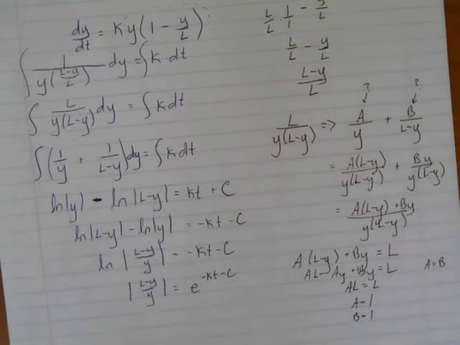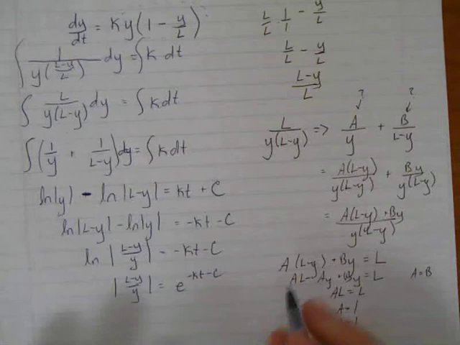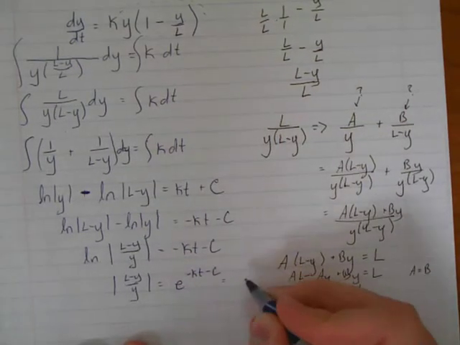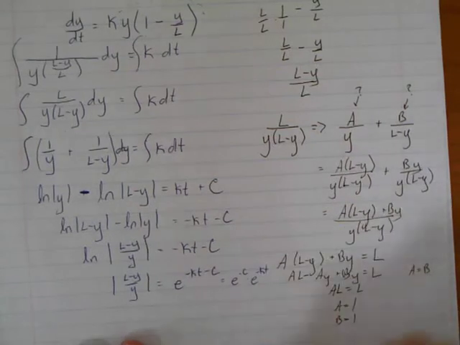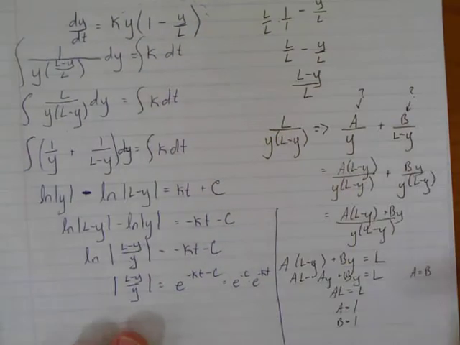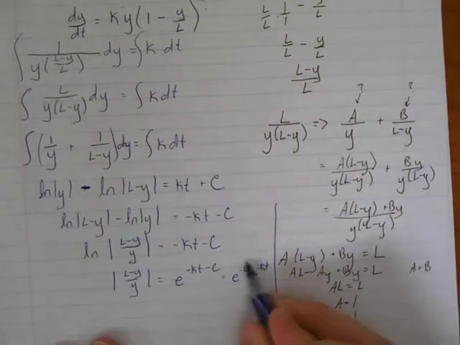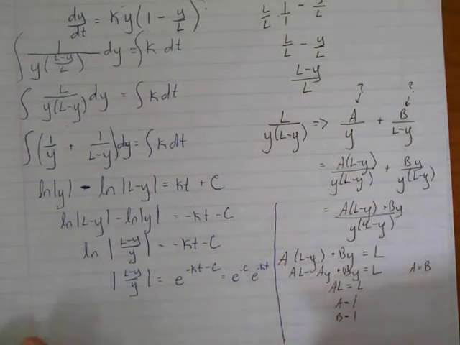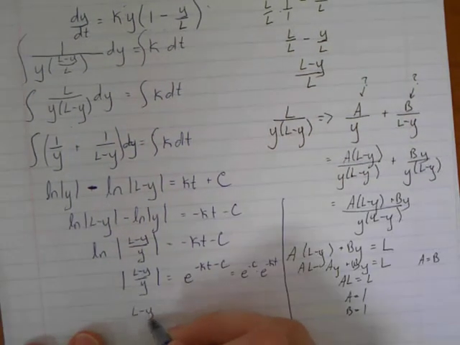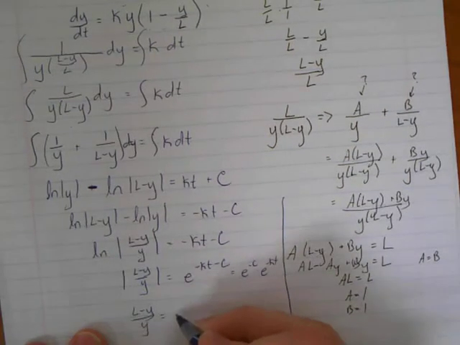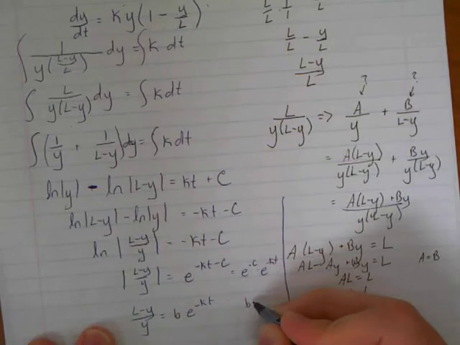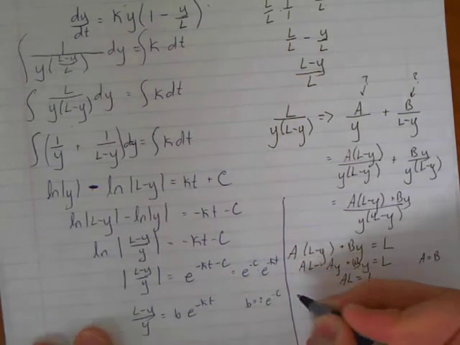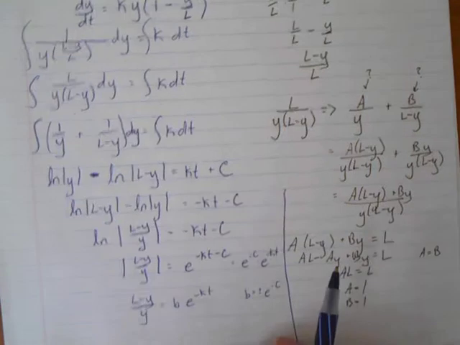Okay, with that said, I am now going to separate this. I'm going to separate e to the negative kt and e to the negative c. I'm going to make it e to the negative c times e to the negative kt. Think of it like that. And so this is just a constant, some constant, I don't know what it is, but I'm going to let that be plus or minus b. So b equals plus or minus e to the negative c. All right, and that deals with the absolute values.